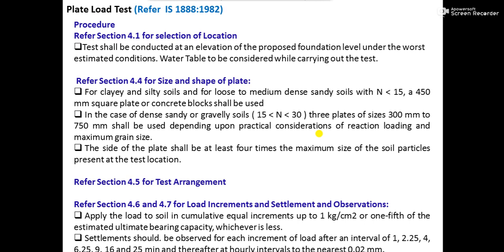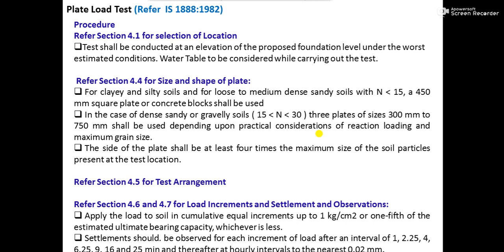So in the procedure section, if you go to the 1888 code, you should be able to see the test procedure, and it says that the test shall be conducted at an elevation of proposed foundation level. So it should be conducted at the foundation level. Where you want to construct the foundation, up to the depth of the foundation, you should cut the pit, and then at that level you should test it, okay.